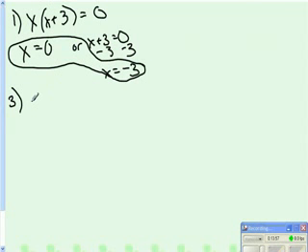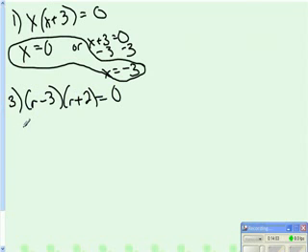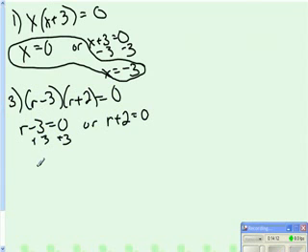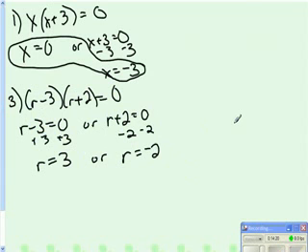Number 3. We have r minus 3 and r plus 2 equals 0. These two things are multiplied, so either one of them is 0 or the other one is 0. So add 3 and subtract 2. And that's my answer. R is either 3 or negative 2.